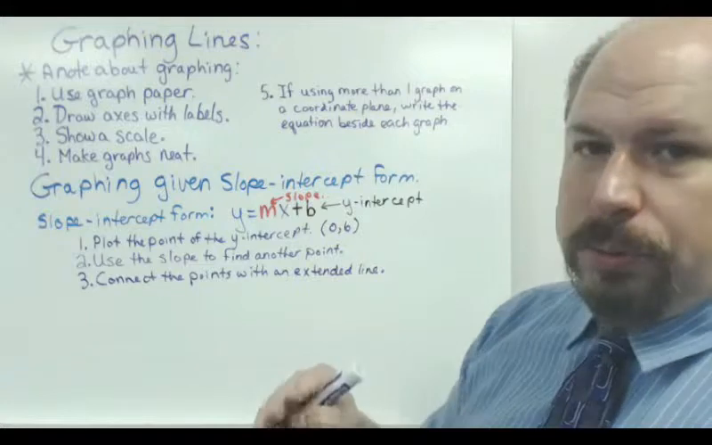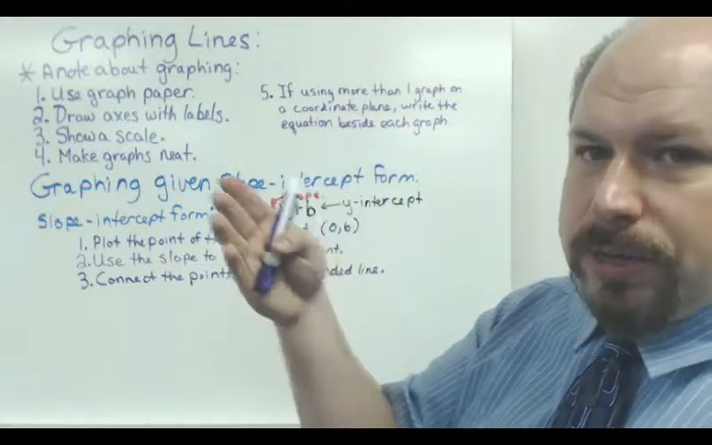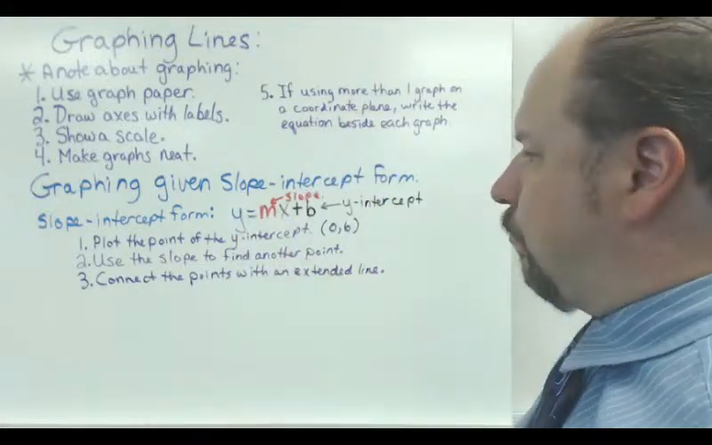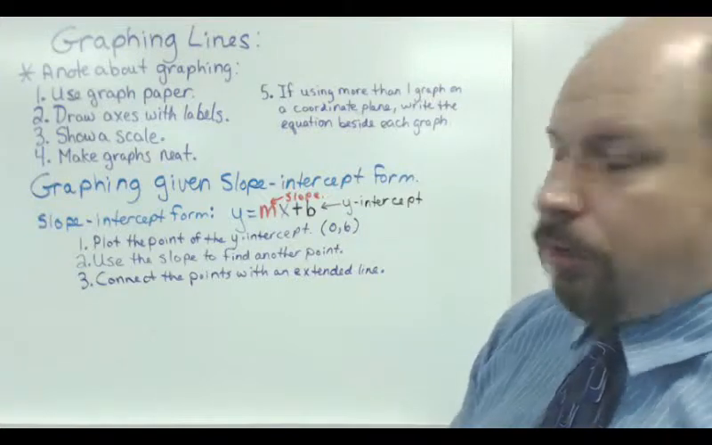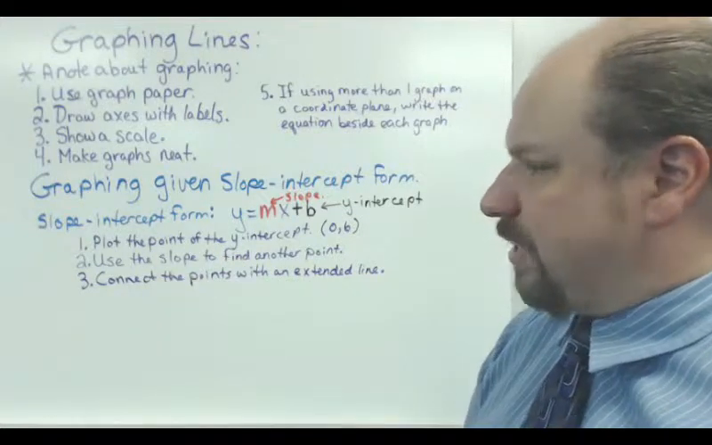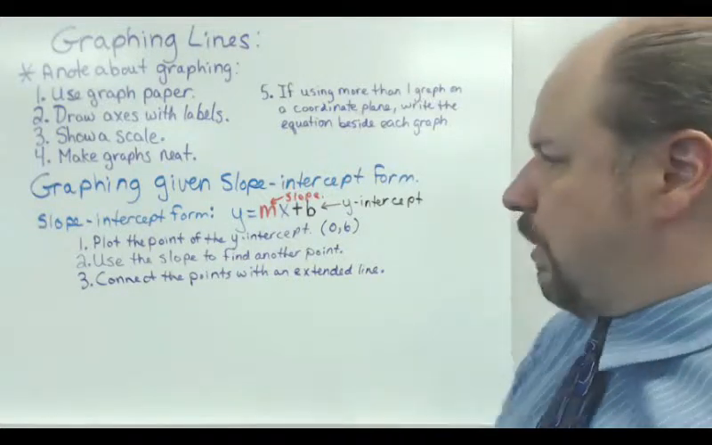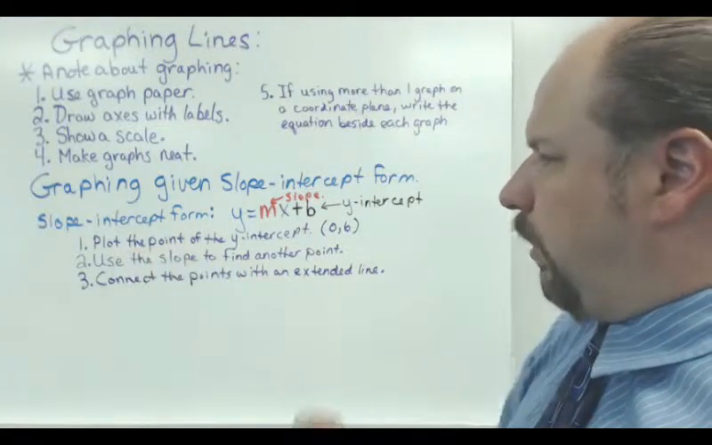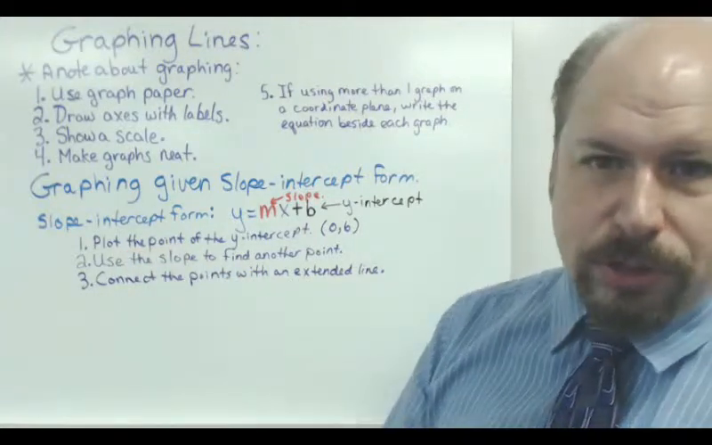Okay, so remember the y-intercept is where it crosses the y-axis. Here are some quick little steps for graphing using slope-intercept. First thing, plot the point of the y-intercept, and that's the point (0, b).